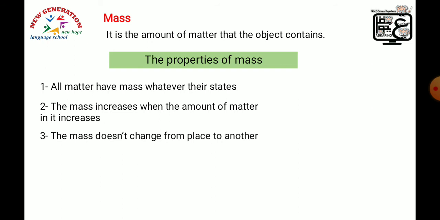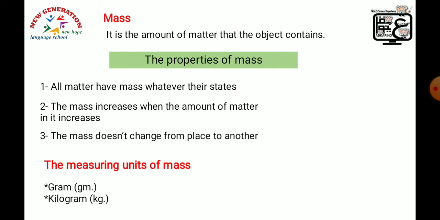The properties of mass again: number one, all matter has mass whatever its state. Number two, the mass increases when the amount of matter in it increases. And finally, the mass doesn't change from one place to another. Now we're going to talk about the measuring units of mass. Mass is measured in gram or kilogram. And do you know, my friend, mass is measured by different types of scales?